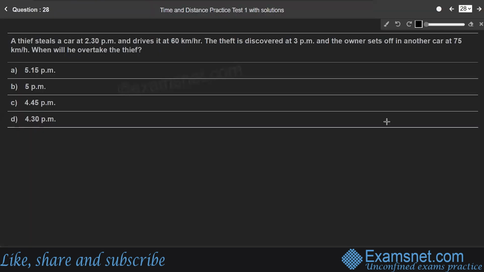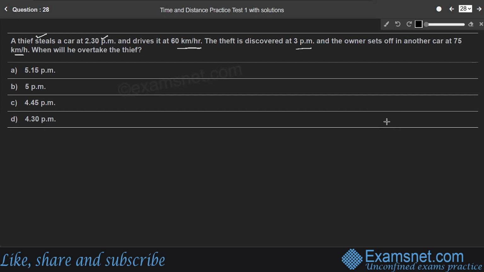Question 28. A thief steals a car at 2:30 p.m. and drives it at 60 km per hour. The theft is discovered at 3 p.m. and the owner sets off in another car at 75 km per hour. When will he overtake the thief?